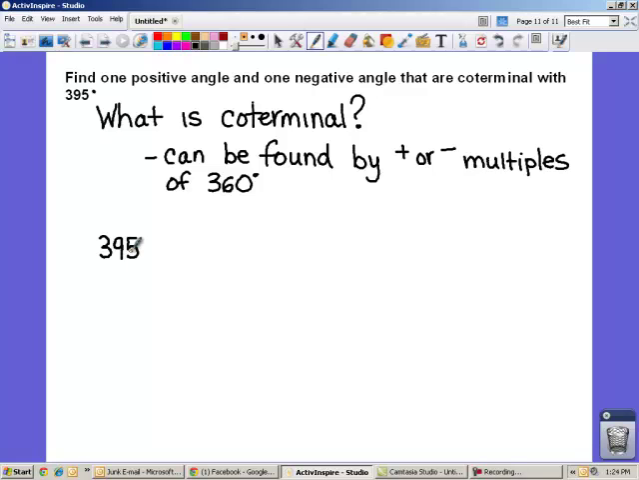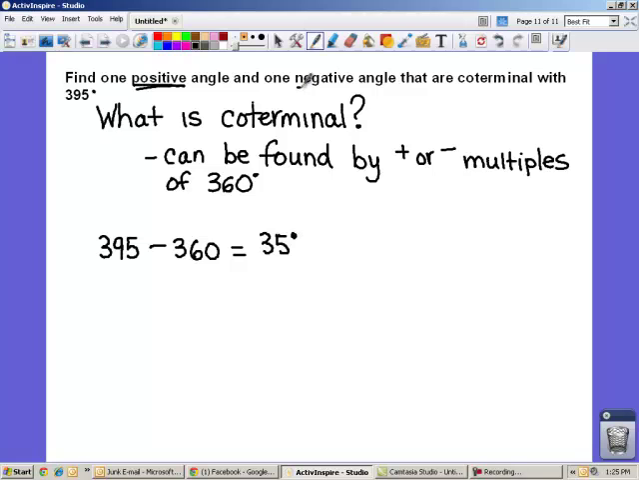Okay, so for the example that we're given, we have 395. I need to find an angle that is positive. That's the first one they tell you to do, positive. If I add 360 to this, I could get a positive. If I subtract 360 from this, I still would get a positive. So you could do either one. I'm going to go the easy way and just subtract 360. And so what would be left over is 35 degrees. So there's my positive angle.